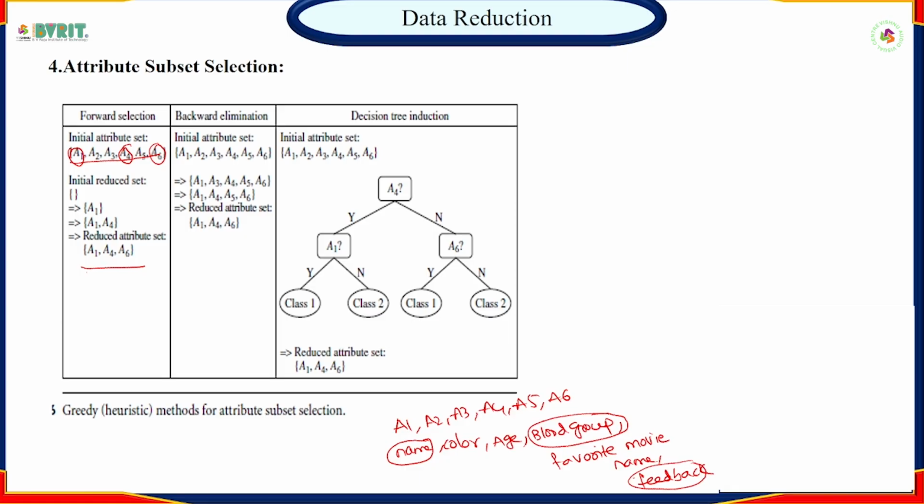I need to include only these attributes into this one. That is forward selection. Out of 6 attributes, we are taking these 3. Based on these 3 things, we need to identify the particular person from this one. So that is about the forward selection.